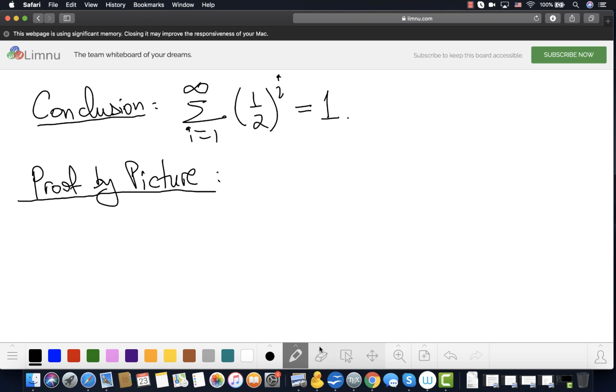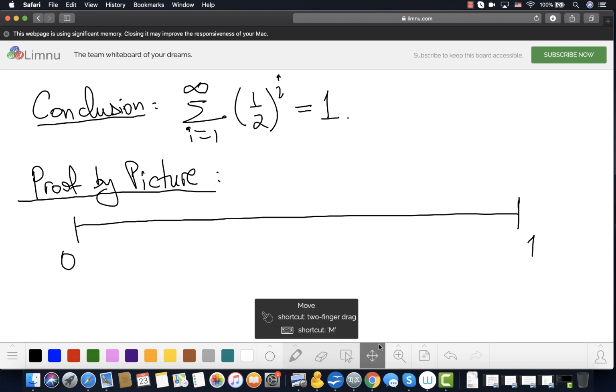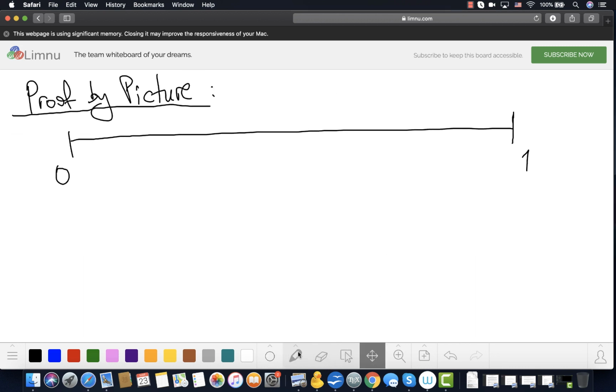Okay? So let's draw a segment of size 1. This is 0, this is 1. Okay? Now, let's divide it in half. If we divide the segment in half, then the length of this piece is just 1/2. Because, think of this as a rope. You have a length 1 rope, and I'm just cutting the rope in half, taking this piece. That's 1/2. Now, the remaining rope has also length 1/2.